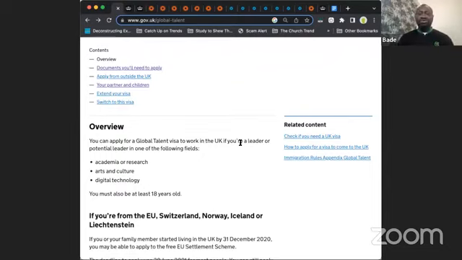Digital technology is one of the fields, but it actually encompasses many fields, basically. So key categories would be academia or research, arts and culture, and then digital technology. In Emigrate, we focus on tech-enabled visa pathways. We focus on tech-enabled visa opportunities, particularly the ones that lead to settlement. That's what we focus on.